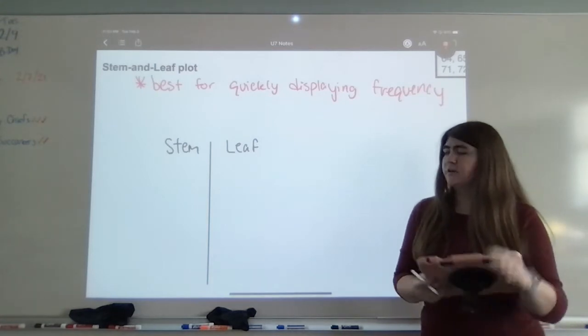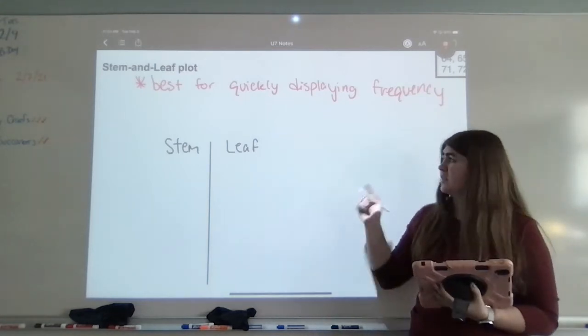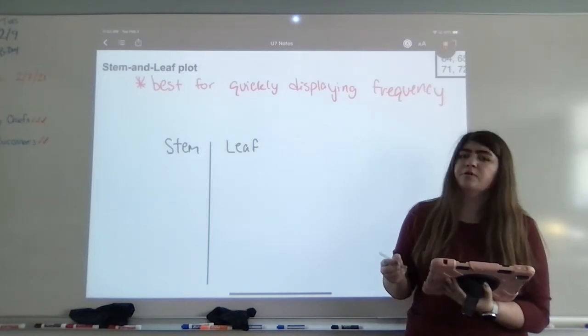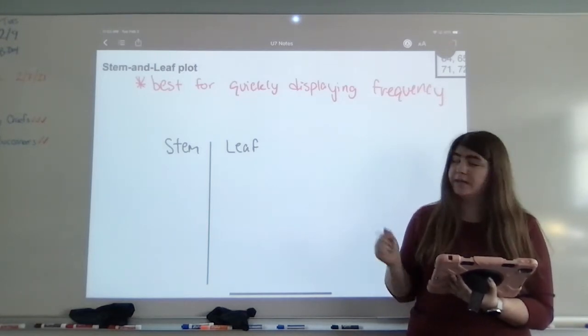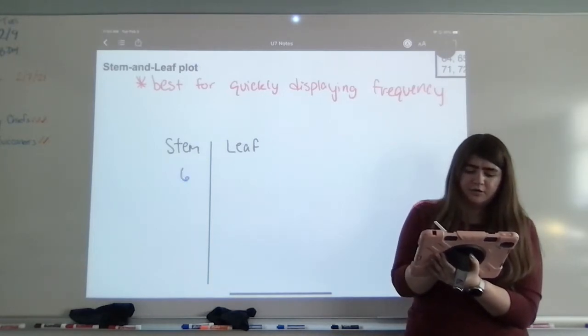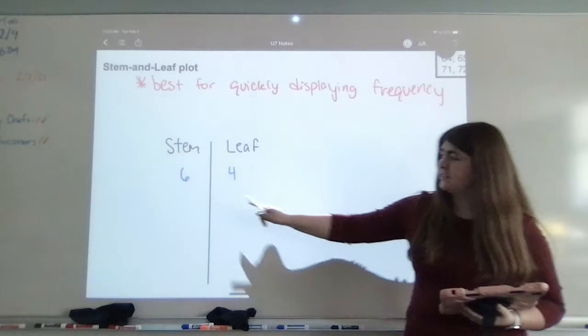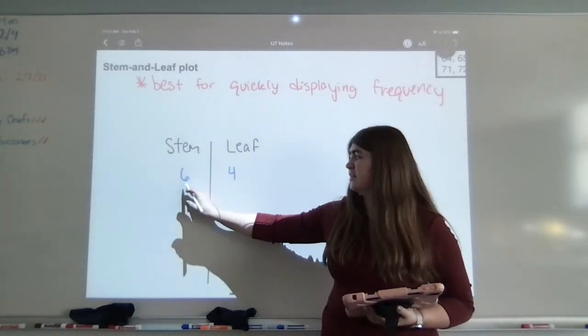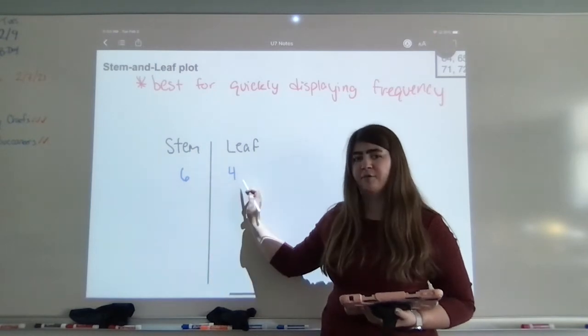So to start with our stem and leaf plot, I'm going to take the number 64, which is part of our data, as an example. The number 64 would go into our stem and leaf plot like this, where 6 is your stem and your leaf is 4. So this is from our tens place and this is from our ones place. I read this as 60 and 4, so 64.